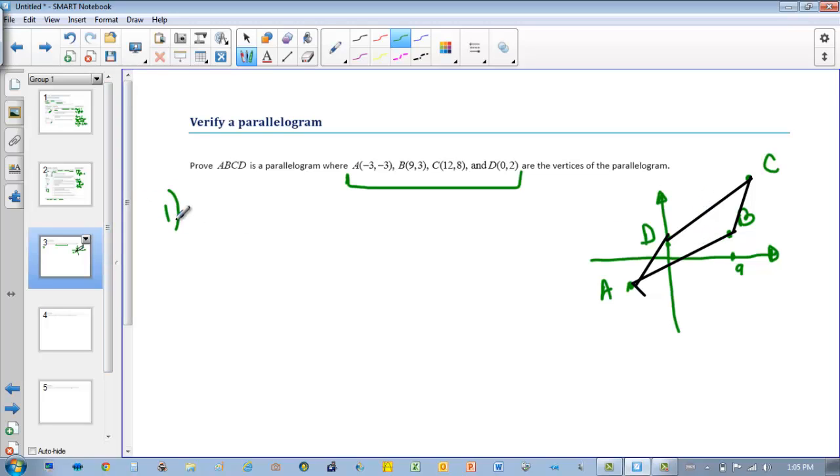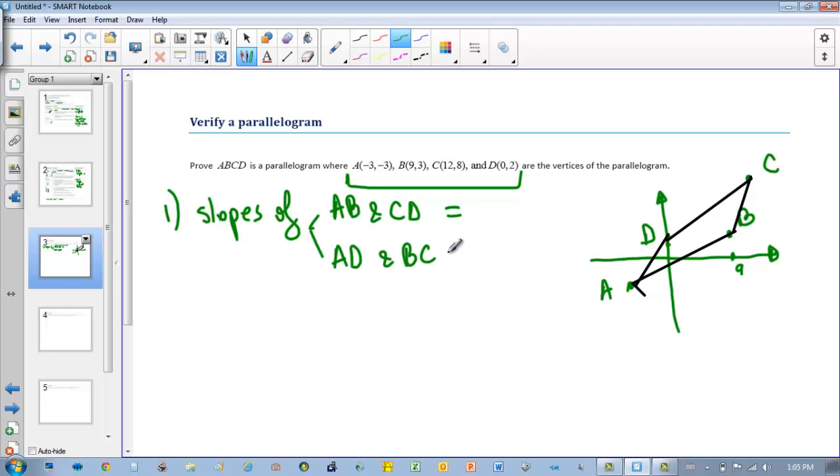So first, I would say we have to prove that slopes of opposite sides, so of AB and CD, are equal, and of AD and BC are equal. That would be the first step. Second of all, in a parallelogram, we know that the opposite sides are equal in length. So we have to prove that AD equals BC and that AB as line segments equals line segment CD.